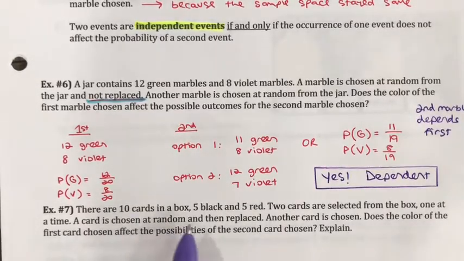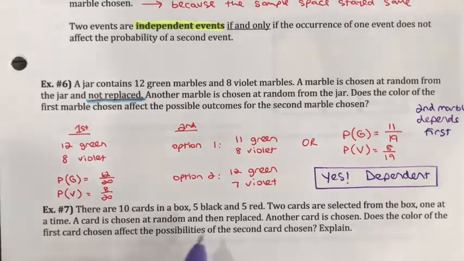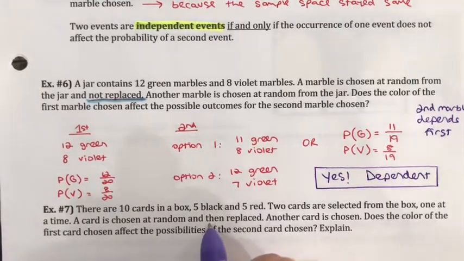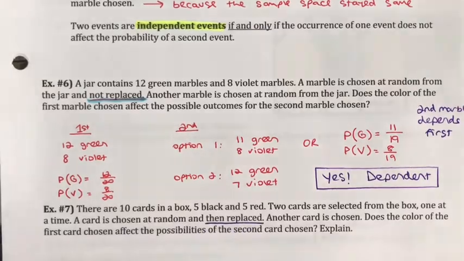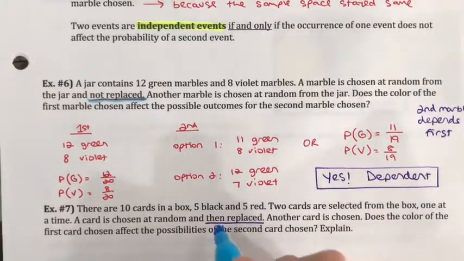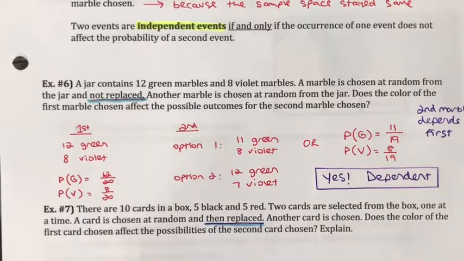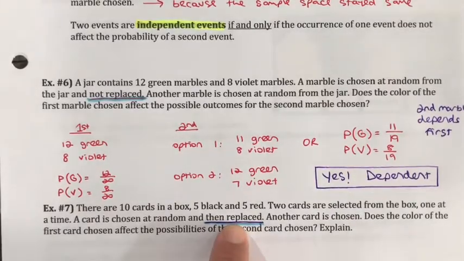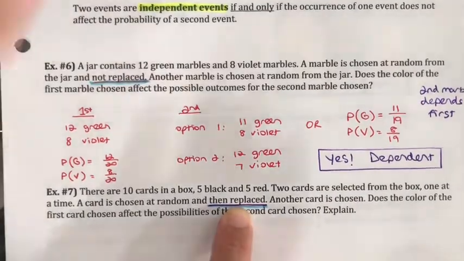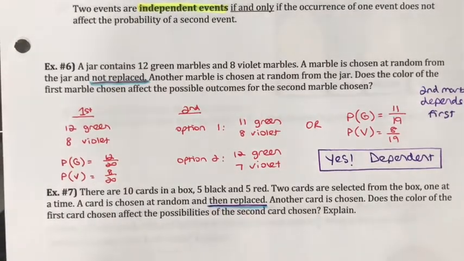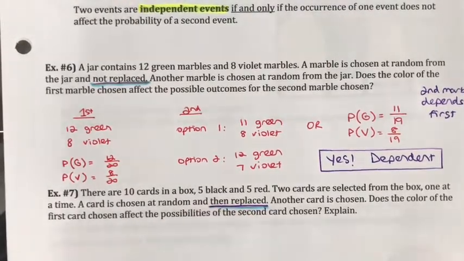There are 10 cards in a box, 5 black and 5 red. 2 cards are selected from the box, 1 at a time. A card is chosen at random and then replaced. Another card is chosen. Does the color of the first card affect the possibilities of the second card? And again, we're looking at this portion over here. So if we're pulling 2 cards and we are replacing the card after each pull, let's say I pull a black and I put it back, our sample space stays the same.